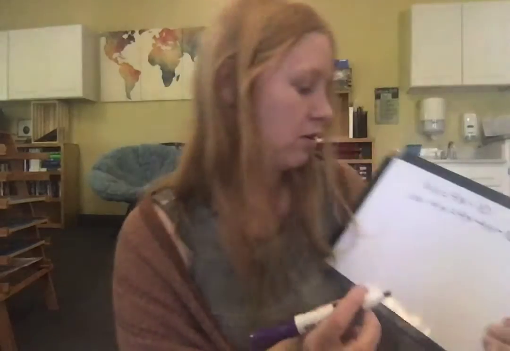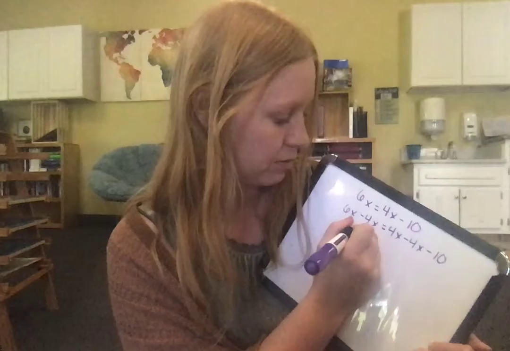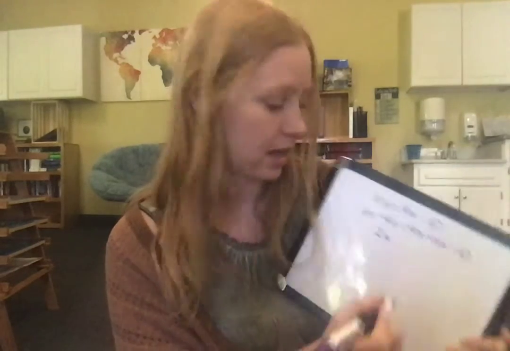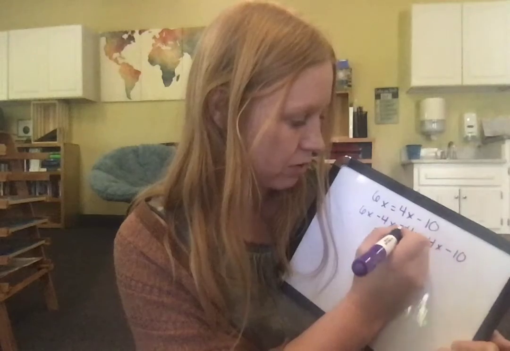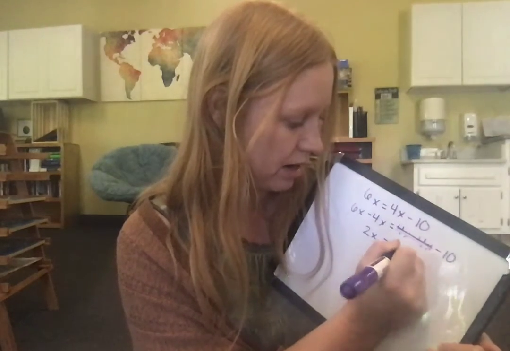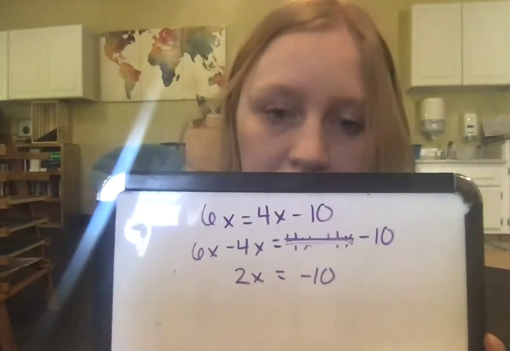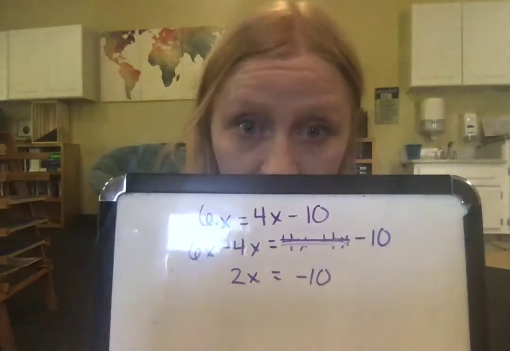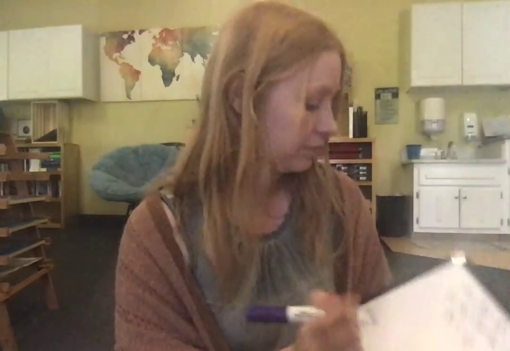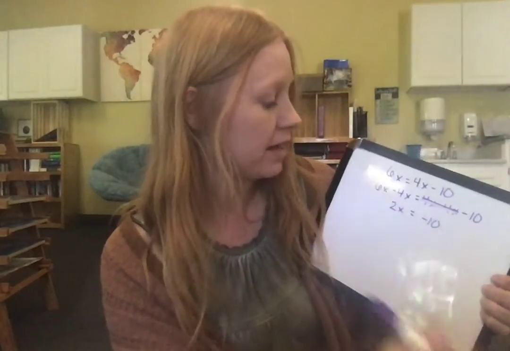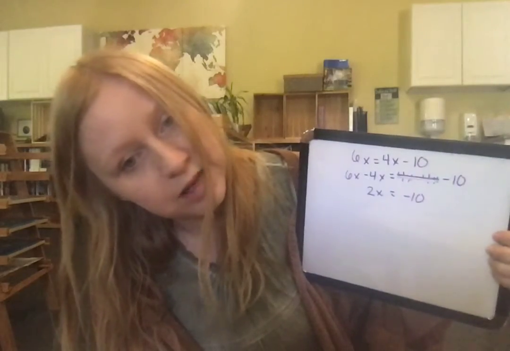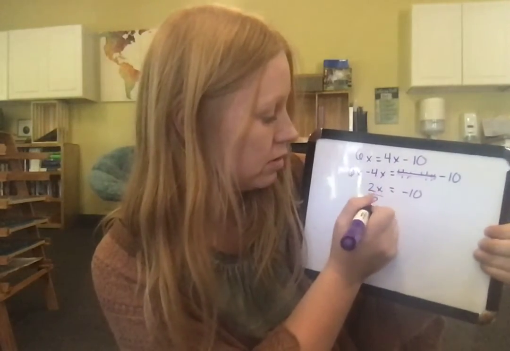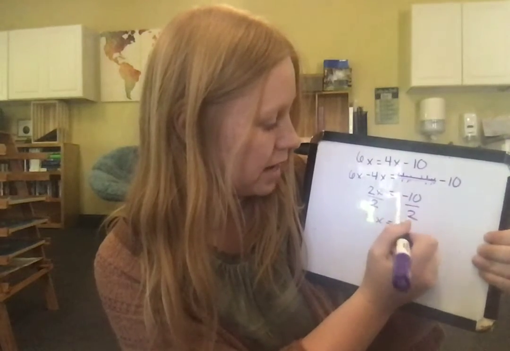So I have 6x minus 4x equals 4x minus 4x minus 10. Well, 6x minus 4x equals 2x. We learned that when we were simplifying. 4x minus 4x is 0. Negative 10. So I'm left with 2x equals negative 10. Okay. Well, I'm multiplying by 2. What's the inverse operation of multiplying by 2? Dividing by 2. X equals negative 5.